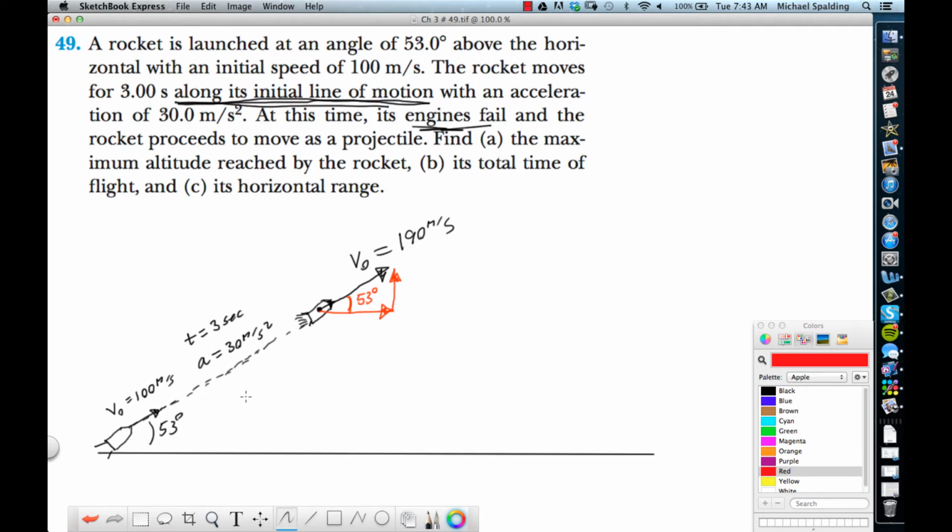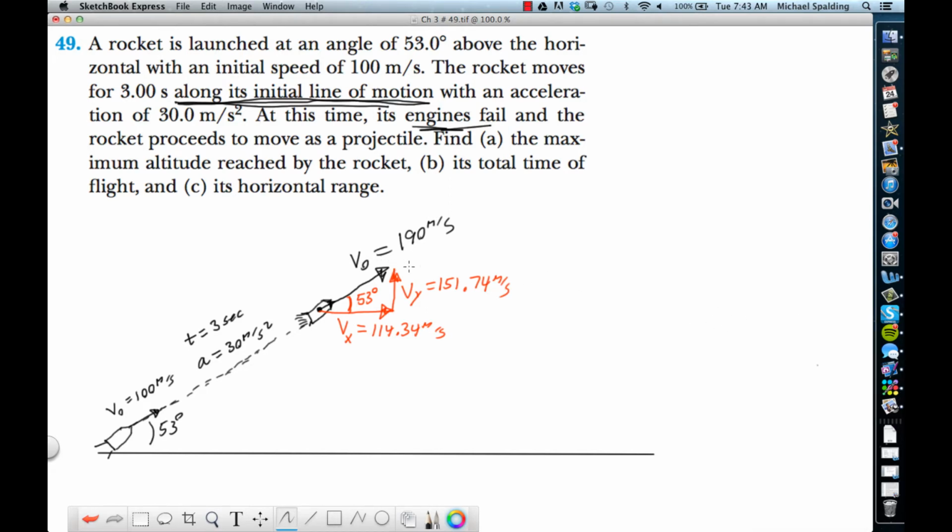So now using trig, and I'm not going to show this calculation, when you break this 190 up, you're going to get x velocity as 114.34, and then y velocity as 151.74. Okay, so then the rocket becomes a projectile. From this point, it goes way up like this to the maximum height, parabolic motion, and then lands over there.